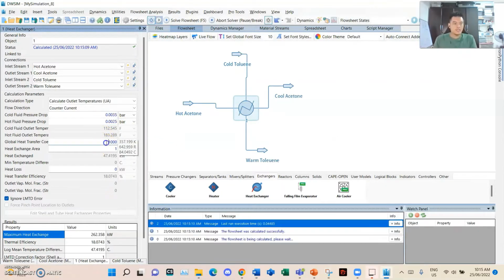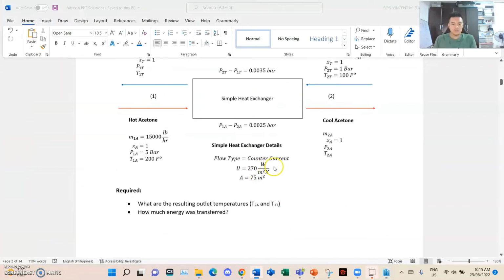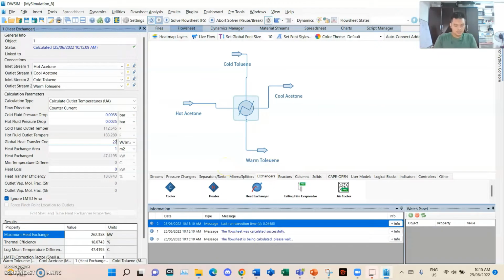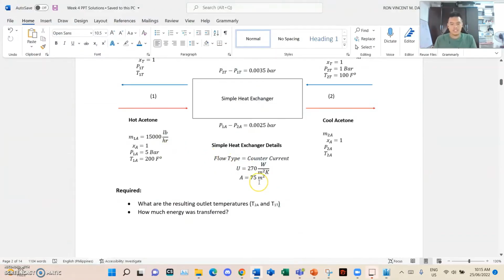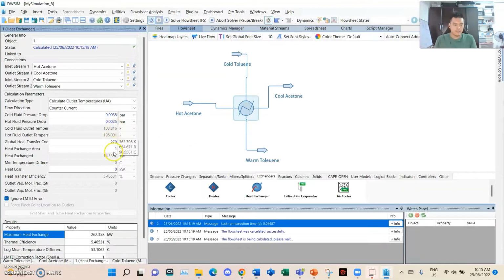Alright, and then the global heat transfer coefficient, which is 270 watts per meter squared per Kelvin. And lastly, the heat exchanging area is 75 meters squared.